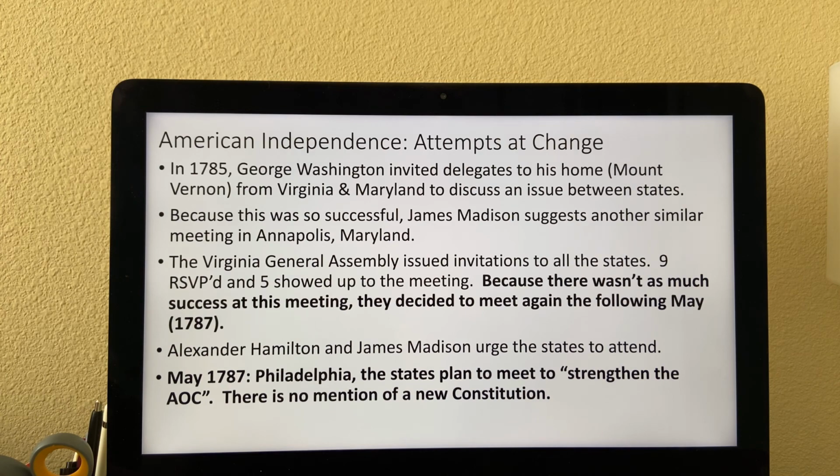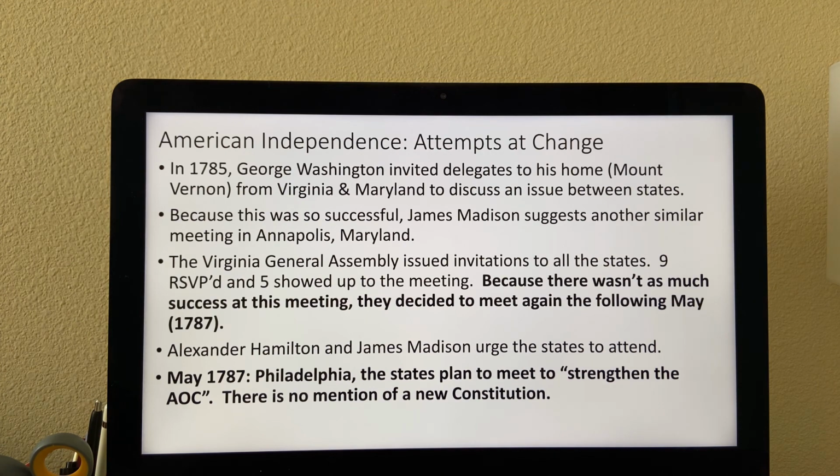And so they issue invitations, and 9 of the 13 states RSVP. The problem, though, is that only 5 of the states show up. And because they weren't able to get as much done as they would have liked, because there weren't as many people there, they decide that they're going to meet again the following May, which is 1787. Now, when they meet in Philadelphia, they have no intention of coming up with a new constitution. They are planning to strengthen the Articles of Confederation. And remember that I am abbreviating the Articles of Confederation as the AOC.